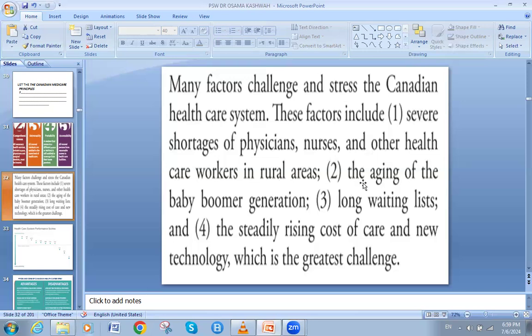Second, the aging of the baby boomers generation. Third, long waiting lists of patients, long waiting for the service. Fourth, the steadily rising cost of care, because now the healthcare itself is costing, and this cost is increasing nowadays. And the new technology is one of the greatest challenges as well. This is also another thing.